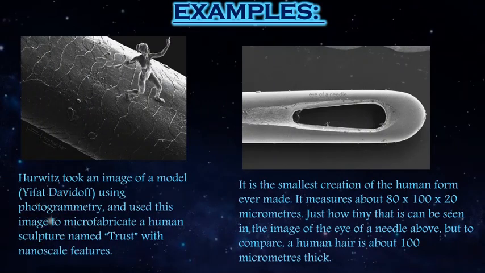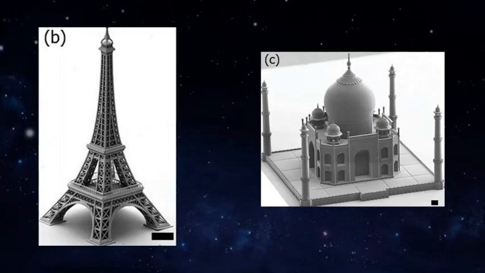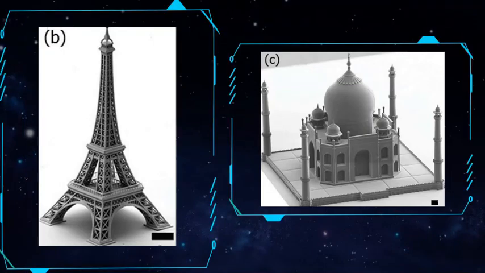This figure shows the image of a microfabricated sculpture named Trust, with nanoscale features. It is considered the smallest creation of the human form ever made. It is so tiny that it can be seen in the image of the eye of a needle. These are a few other examples.